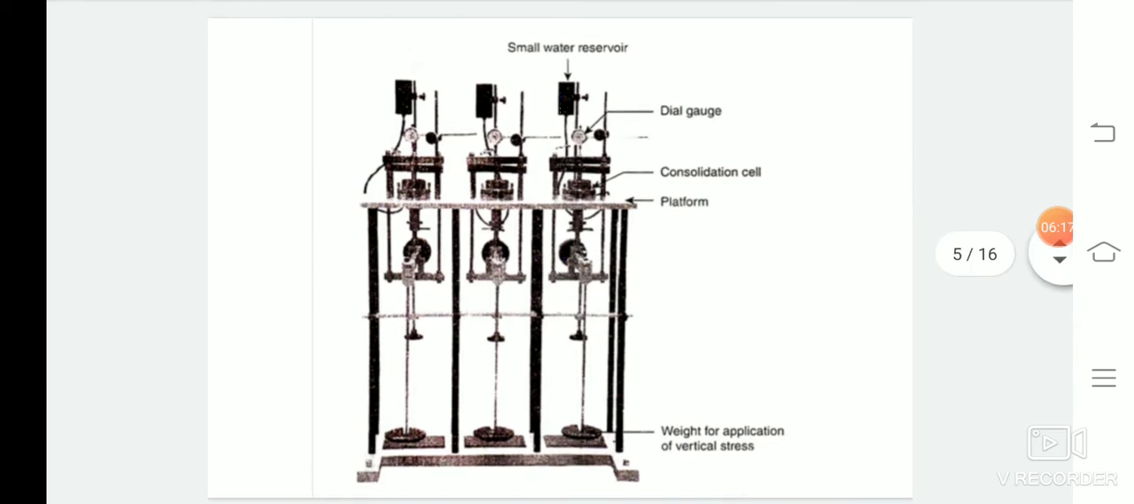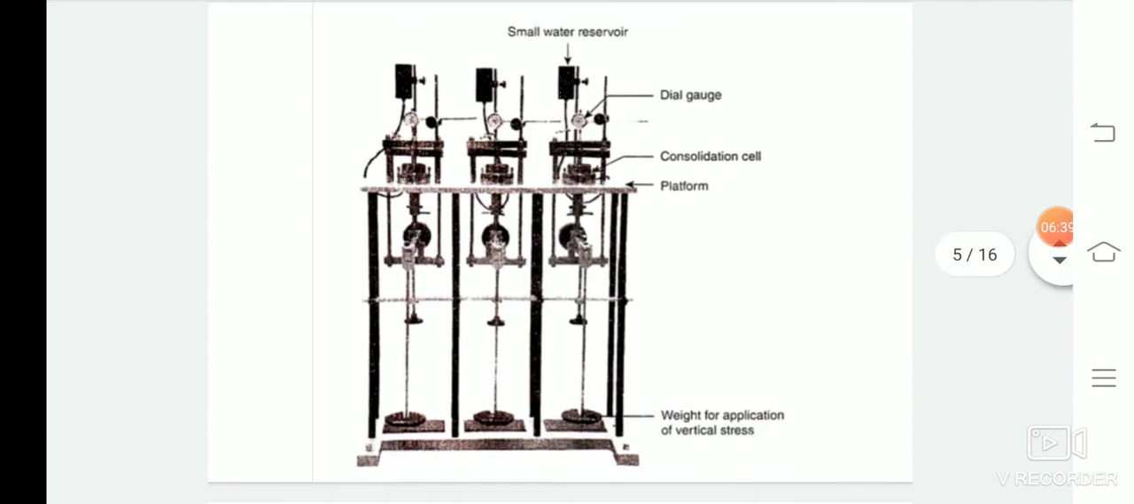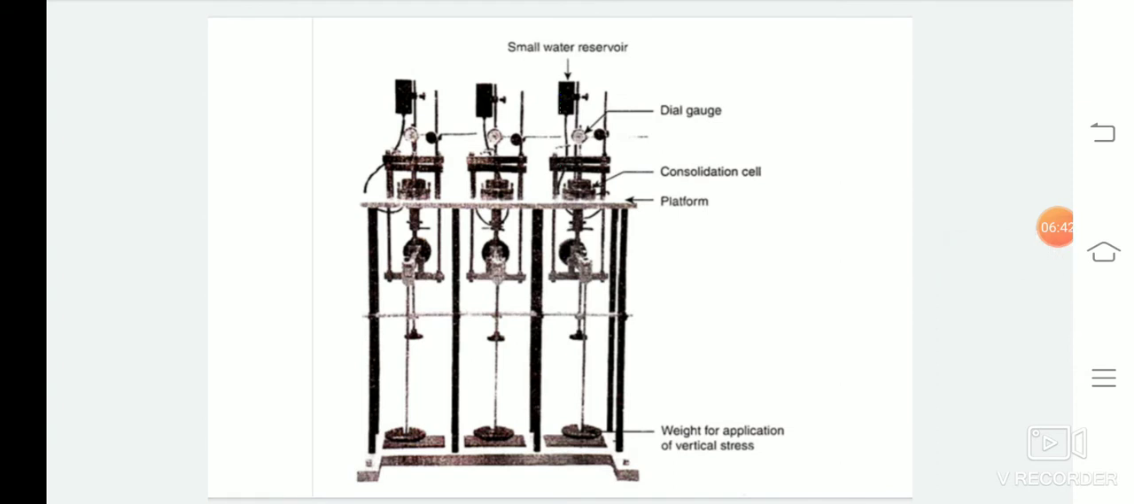the dial gauge, which is seen in the figure, readings are taken at elapsed times of 0, 1, 4, 9, 16, 25, 36, 49, 60, 64, 80, 100 and 120 minutes, and thereafter at hourly intervals. These elapsed times are used for convenience of plotting the time as root t in the square root time fitting method for determining the coefficient of consolidation, as we have studied in the previous lectures.